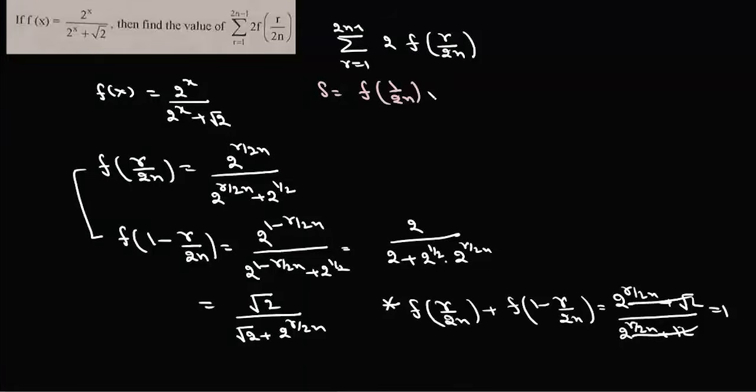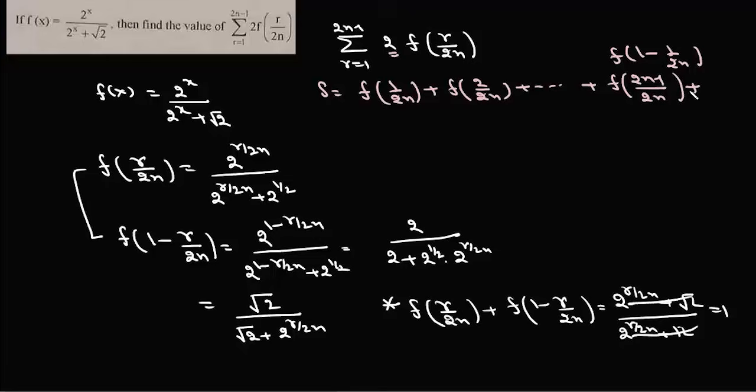Now if we look at this series, it will be f(1 by 2n) plus f(2 by 2n) up to f((2n minus 1) by 2n), and this is basically f(1 minus 1 upon 2n). And then we have this 2 here, so what we'll do is, we'll write the series again, but now we'll reverse it. So we'll write f(1 minus 1 upon 2n). Next one will be f(1 minus 2 upon 2n), and in the end we'll have f(1 upon 2n).